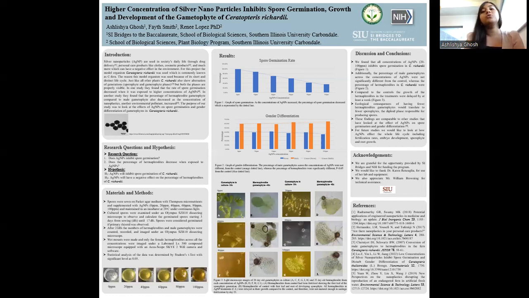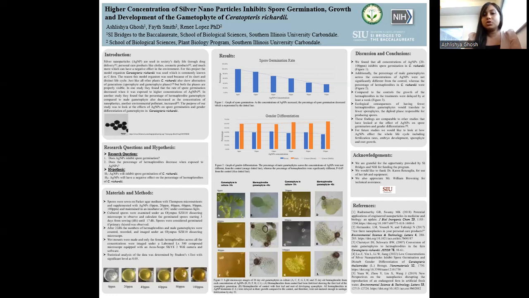As I mentioned before, we're going to look at two different topics, which are spore germination rate and gender differentiation. So we have two research questions and one hypothesis for each. Our first research question is, do silver nanoparticles inhibit spore germination or not? We assume that it will inhibit the spore germination rate.